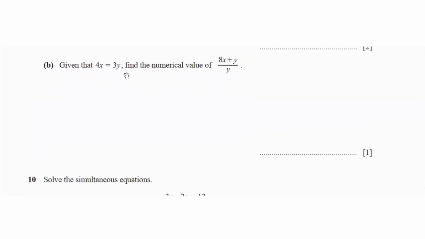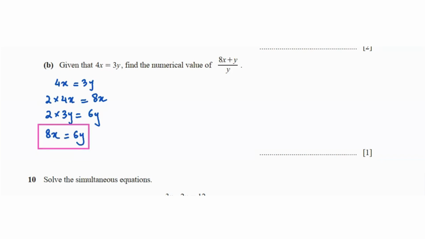Given that 4x equals 3y, find the numerical value of 8x plus y over y. So if 4x equals 3y, if you multiply 2 with 4x, that's going to give us 8x. So that means we multiply 2 with 3y as well, and that's going to give us 6y. So 8x equals 6y. That is our first conclusion out of this.